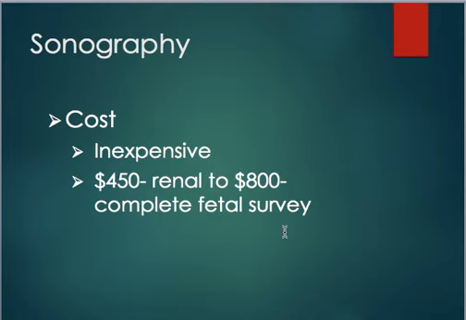So the cost of an ultrasound is relatively, again, inexpensive as far as medical costs go. The cost of a renal or kidney ultrasound could be about $450, to a complete fetal survey being around $800. Now, those are not exact numbers. Every place is going to be slightly different, and the cost might change.